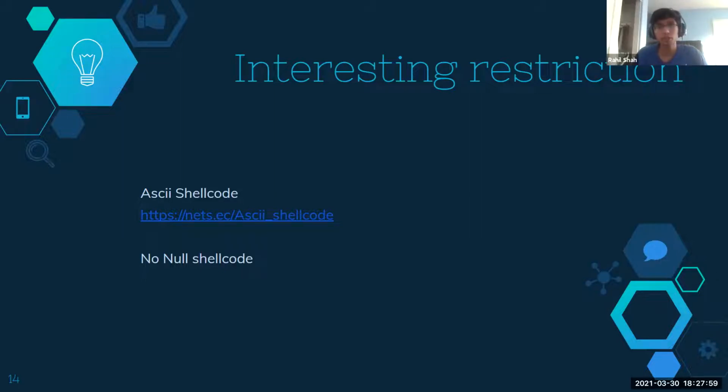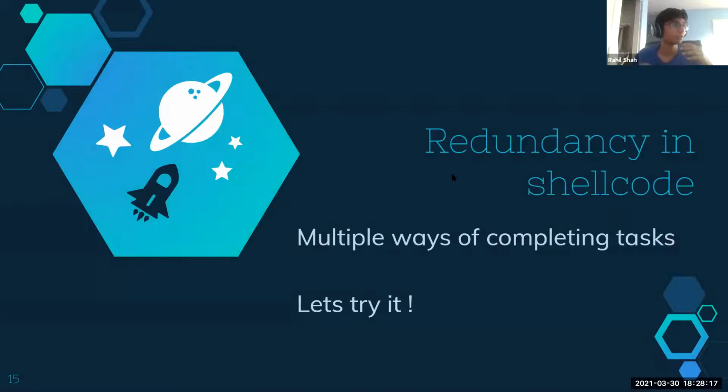And ASCII shellcode actually has a lot of instructions that are usable. For example, all the XOR instructions are usable. Push and pop are both usually accessible. Stuff like that, right? So those are two different interesting restrictions that can happen. But for now, we'll do the activity.